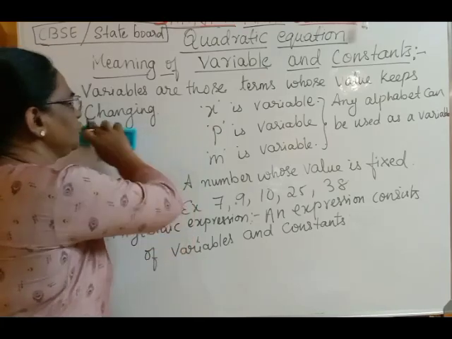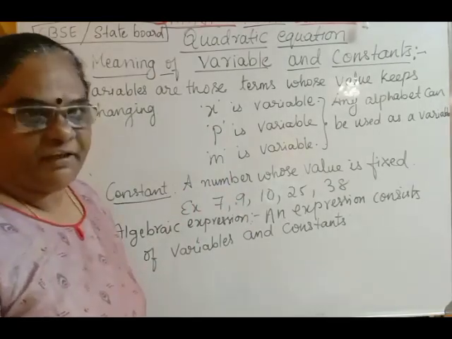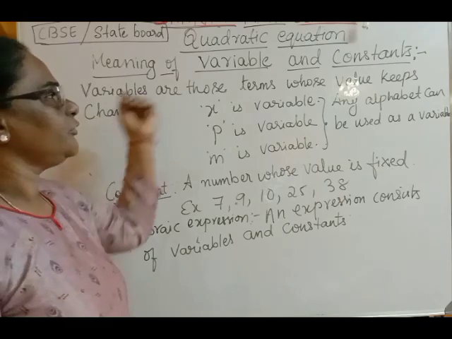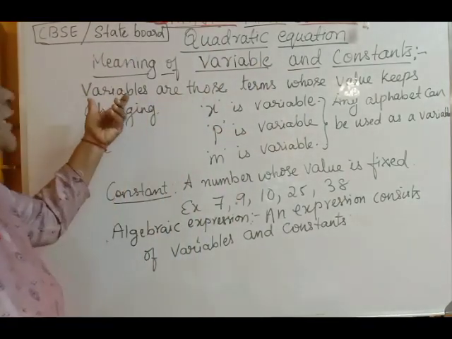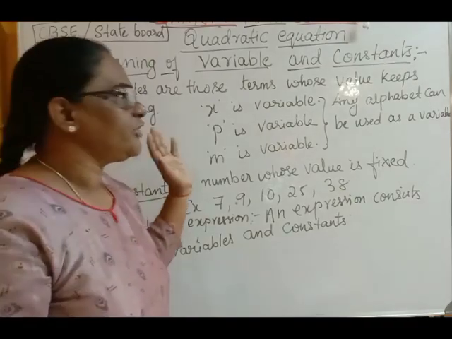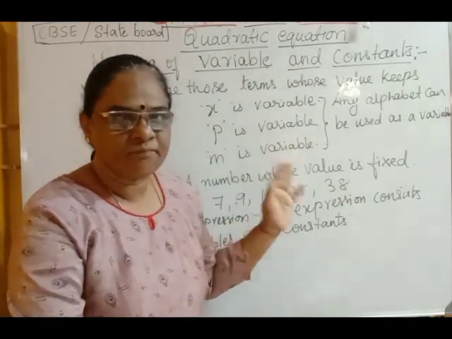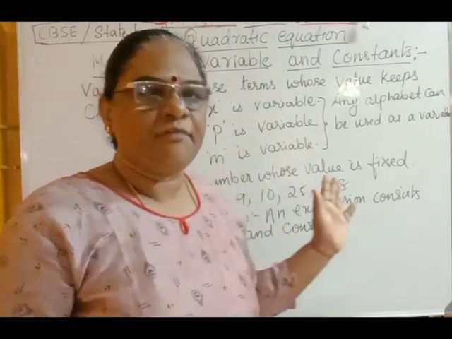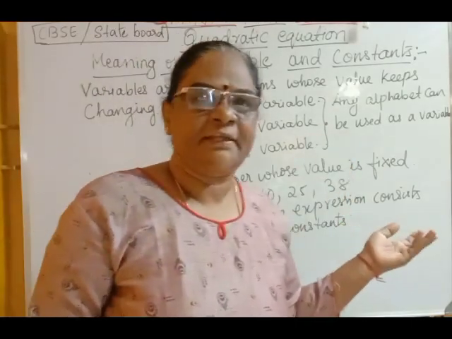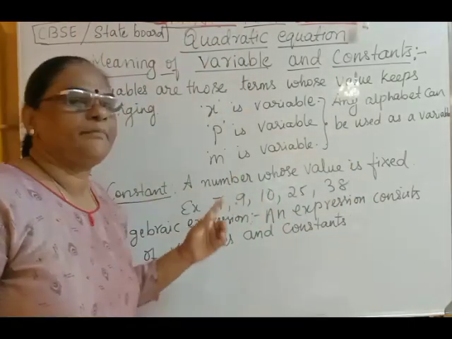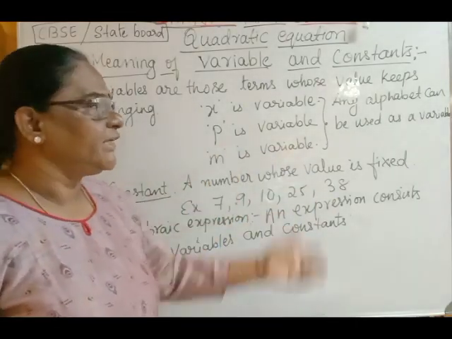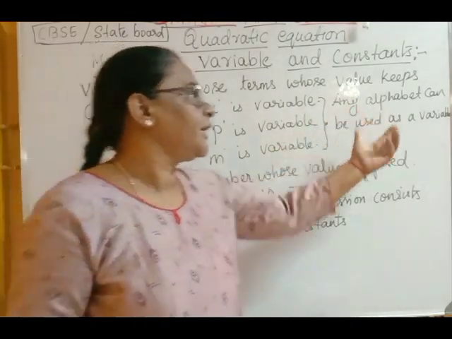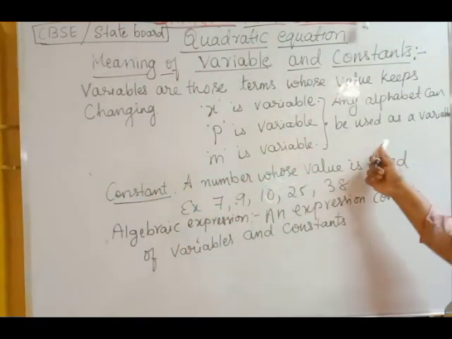Okay, such numbers whose values are not fixed, whose values keep on changing all the time, such terms we call as variable. For example, usually for these variables we use small alphabets starting from a to z. Any variable you can take. x is a variable, p is a variable, y is a variable, z is a variable. Like that, any alphabet can be used as a variable.